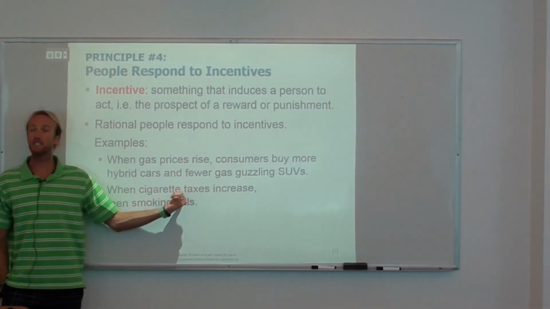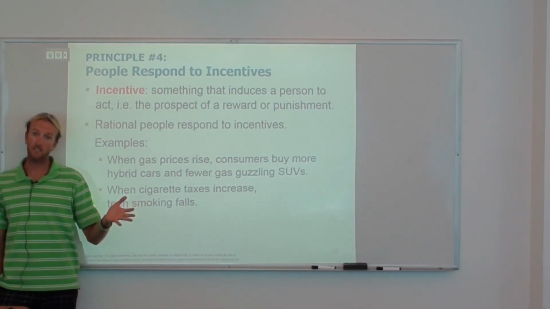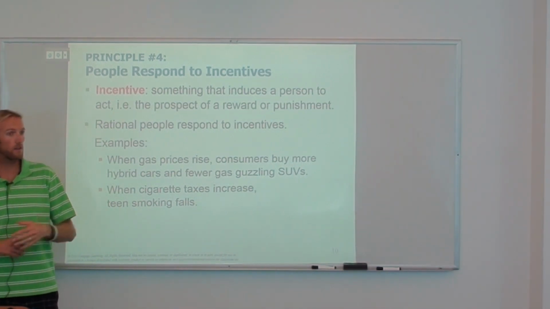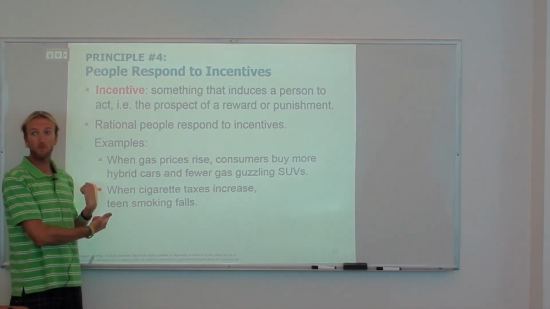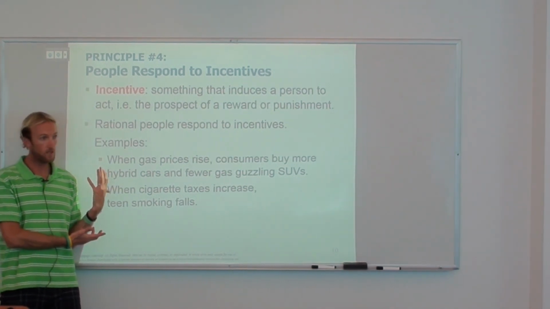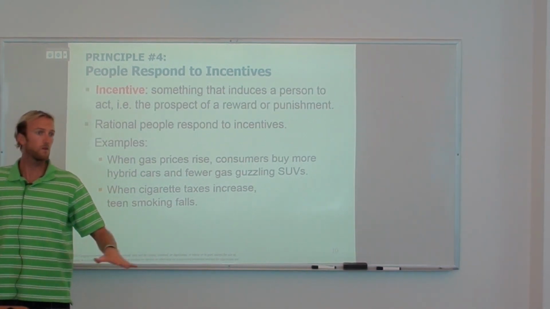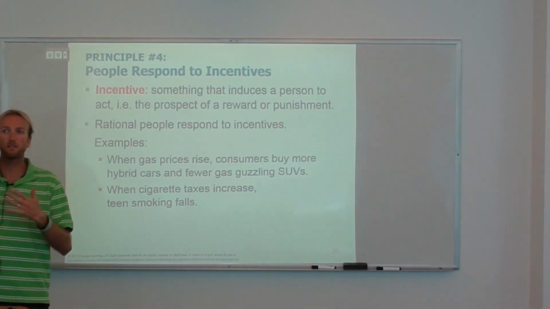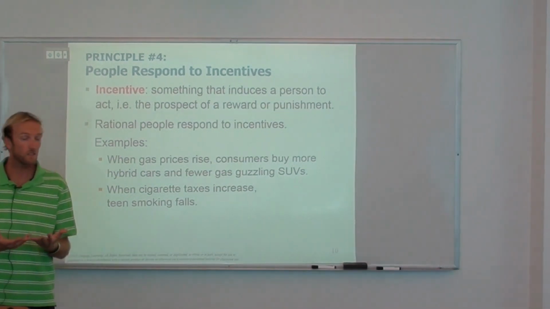Here's another one. When cigarette taxes increase, teen smoking falls. Right. Incentive. Higher taxes. Teens especially, because they can't afford these higher taxes, smoke less. To be honest, with higher taxes, pretty much everybody's going to smoke a little bit less, because it costs more. But the people hit hardest by the tax are probably people with lower income, which maybe we're thinking are younger people. Older people maybe earn enough money that they're not going to really care about the taxes much. Okay.